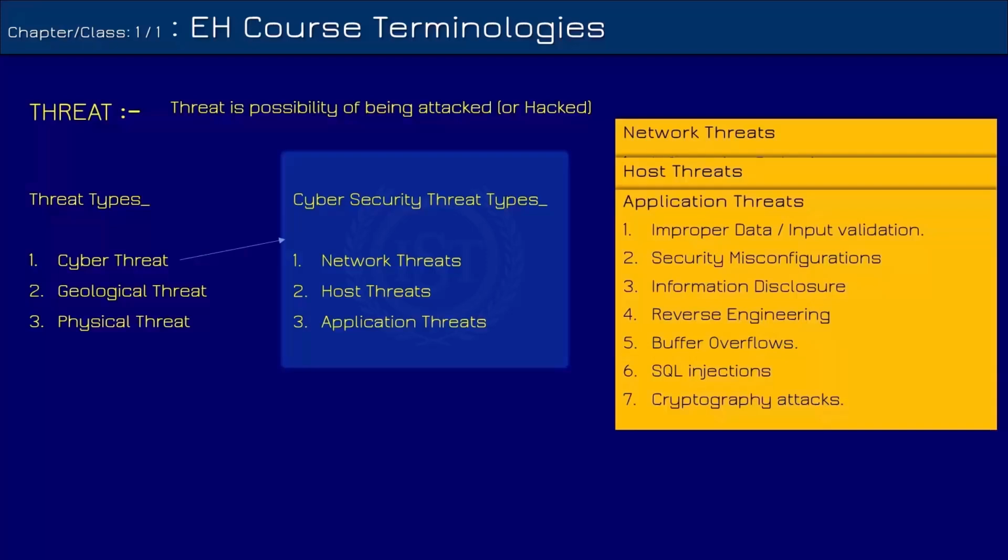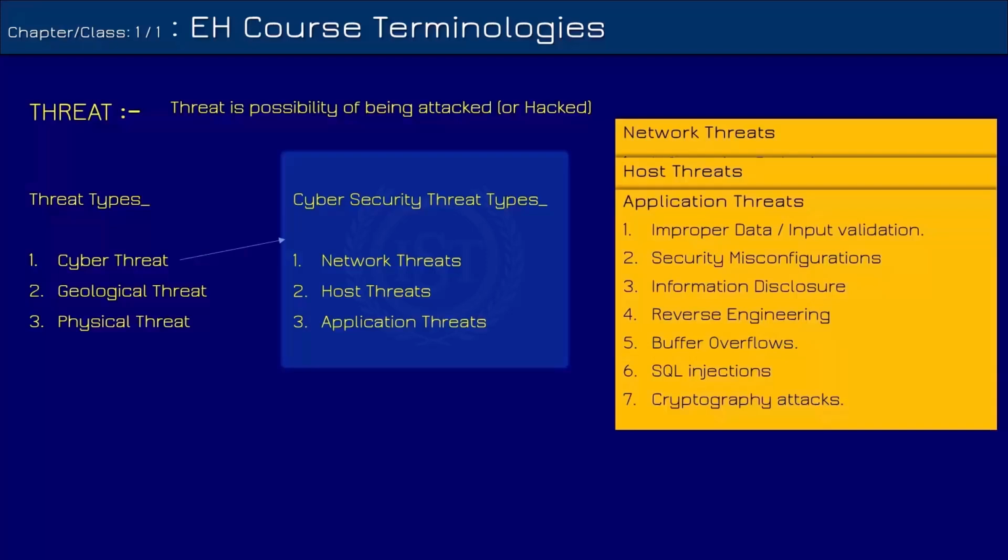I can also conduct a buffer overflow attack on this application. So application threats are threats that are related only to the application but not the host on which the application is installed, and even the host could be a part of the internet network itself.